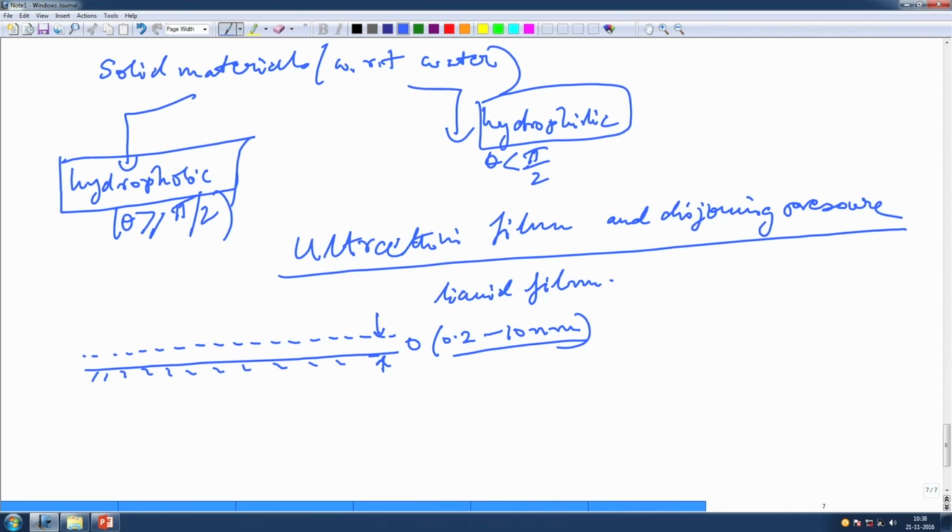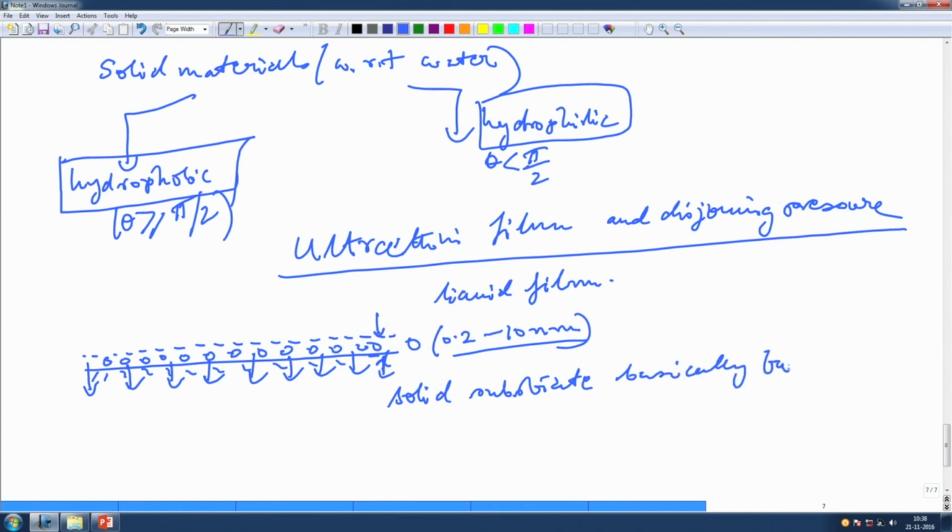So, in this thin film, of course, the liquid molecules are very close to the solid substrate, right. So, there is a very strong pull of the liquid towards the solid substrate. The solid substrate basically tries to pull the liquid back. So, this is basically due to, once again, the intermolecular forces.